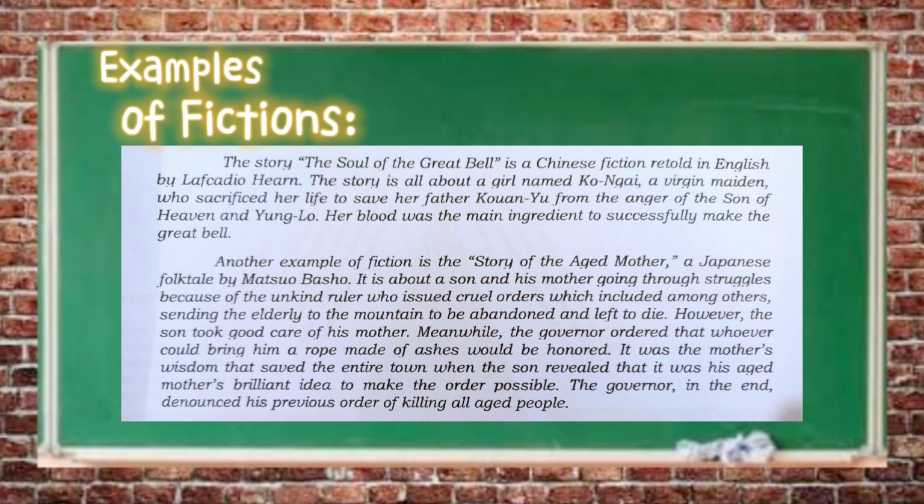Meanwhile, the governor ordered that whoever could bring him a rope made of ashes would be honored. It was the mother's wisdom that saved the entire town when the son revealed that it was his aged mother's brilliant idea to make the order possible. The governor, in the end, denounced his previous order of killing all aged people.